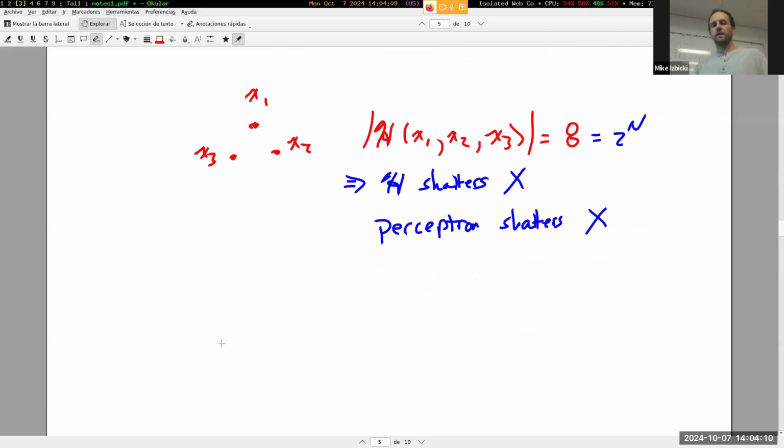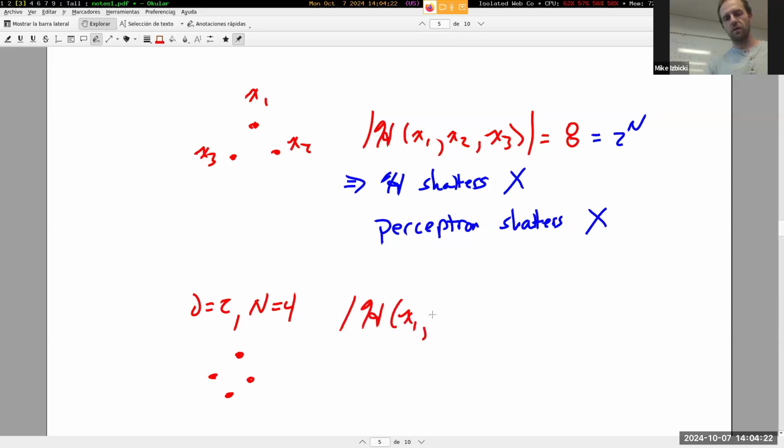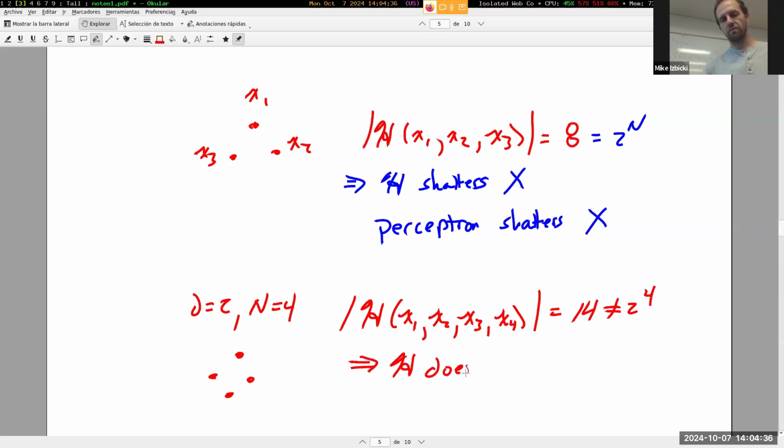And then the last data set that we saw, with D equals 2 and N equals 4, the size of the dichotomy set for x1, x2, x3, x4 was equal to 14, which is not equal to 2 to the 4. So that implies that H does not shatter it.